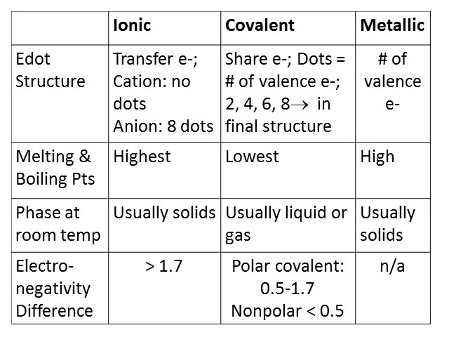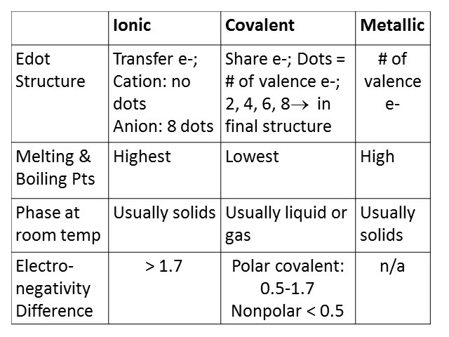Ionic bonds have the highest melting points, covalent bonds have the lowest melting points, and metallic bonds are in the middle. The same holds true for boiling points. Ionic have the highest boiling point, and covalent have the lowest. Ionic bonds are generally a solid at room temperature. Covalent bonds tend to usually be a liquid or a gas, and metallic bonds tend to be solids at room temperature.